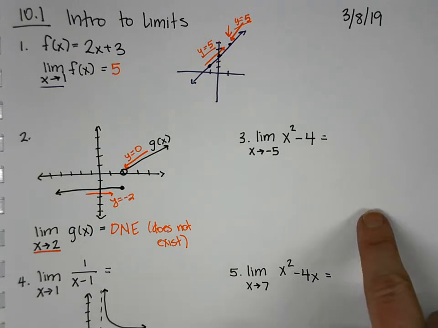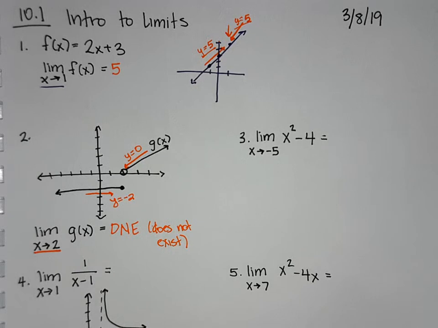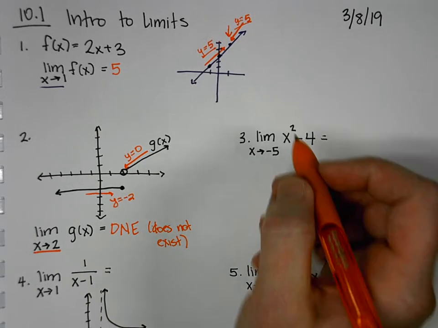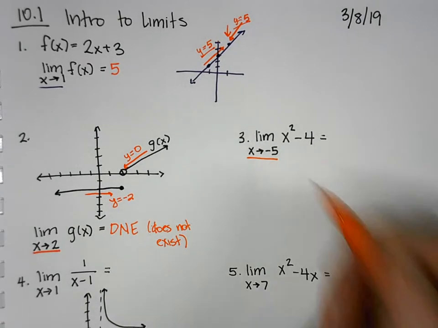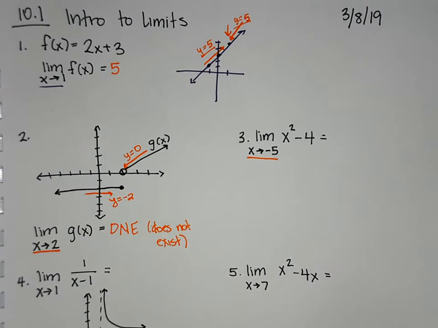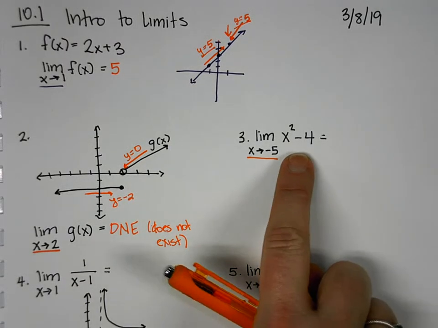Okay, on number 3, here we have the limit as x approaches negative 5, so that's the x value, and we have an equation. So yes, we could graph, but the type of equation that we take a limit of sometimes gives us other methods for finding a limit. This is a polynomial.